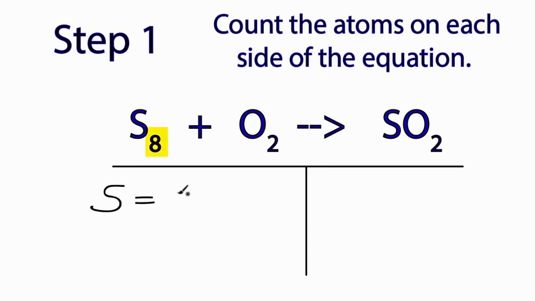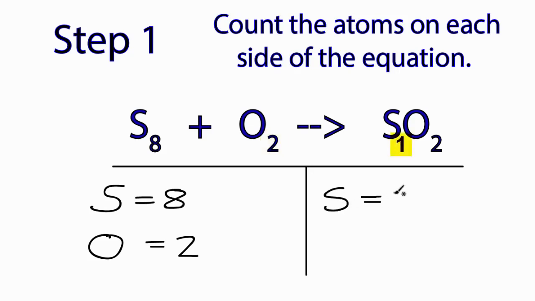Sulfur, I have 8. Oxygen, I have 2. On the product side, sulfur, I have 1. And oxygen, I have 2. Note that if there's nothing after an element, we assume that to be 1. And that's it. We're done with the first step.